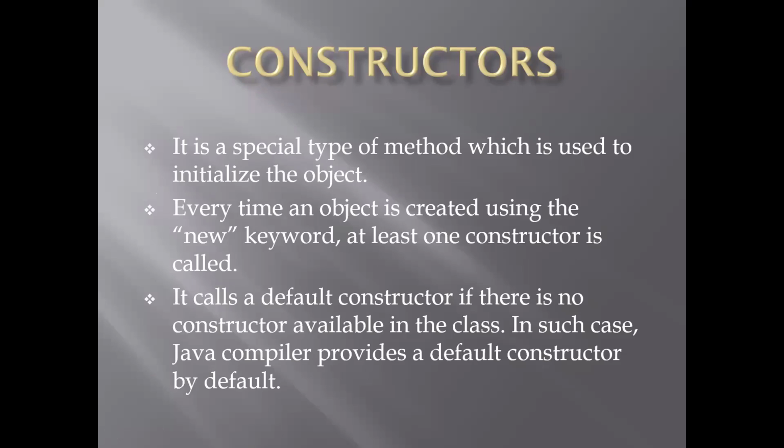As you can see, a constructor is a special type of method which is used to initialize the object. When we have a class, we cannot create an object from this class unless we have a constructor. The constructor is the one responsible for creating new objects of the class, and every time an object is created using the new keyword, at least one constructor is called.